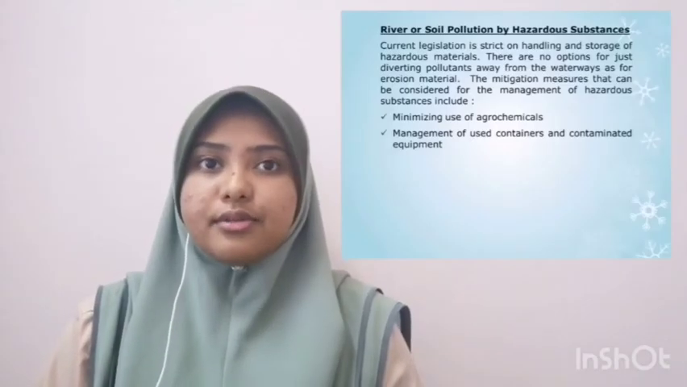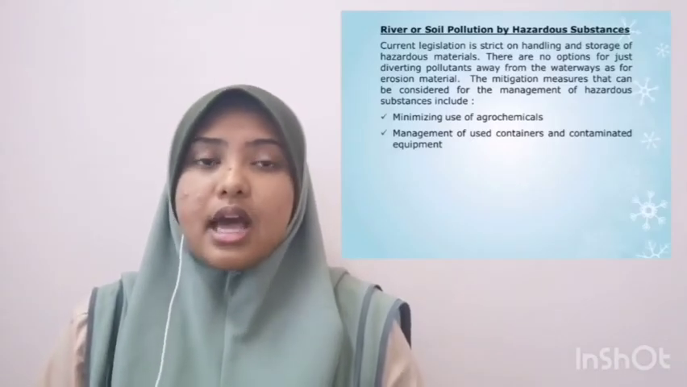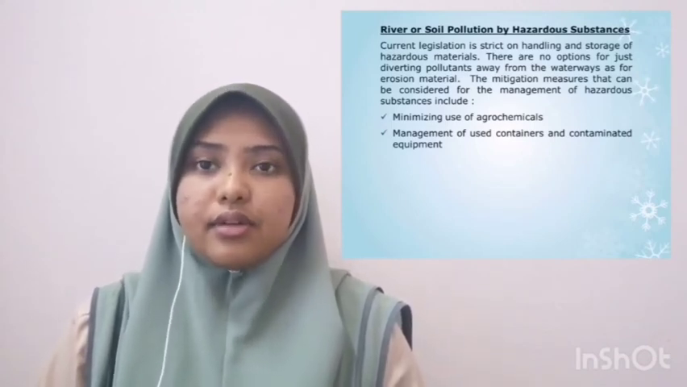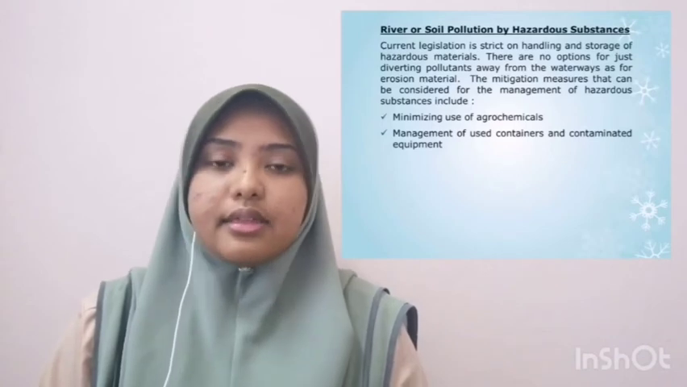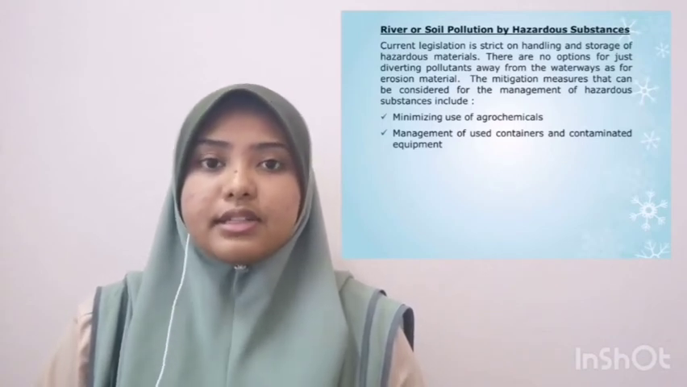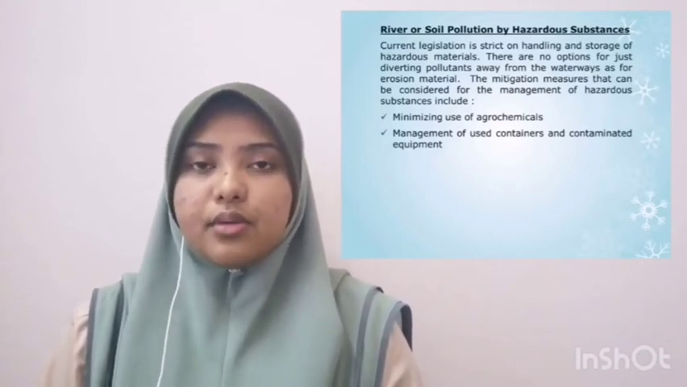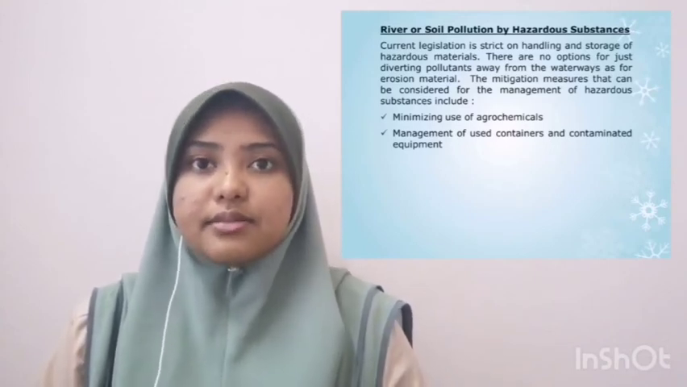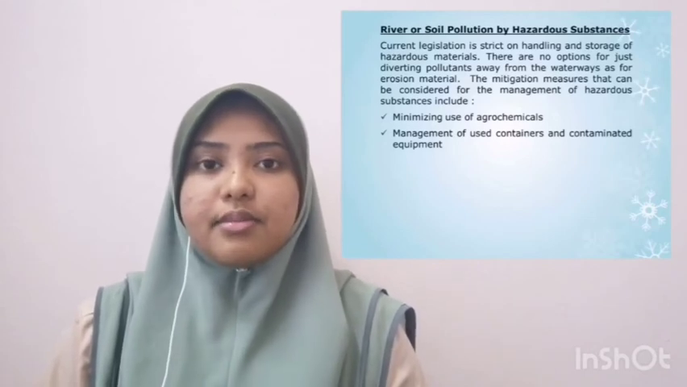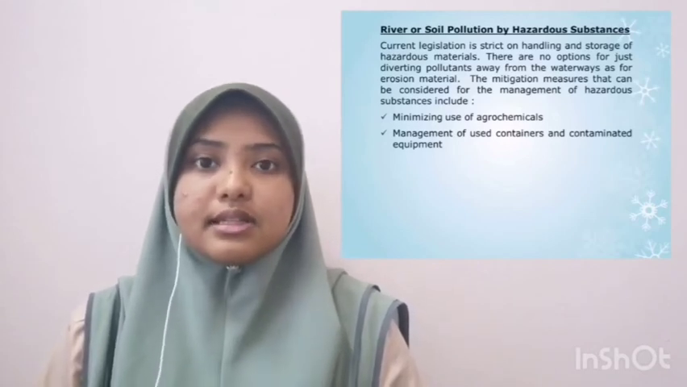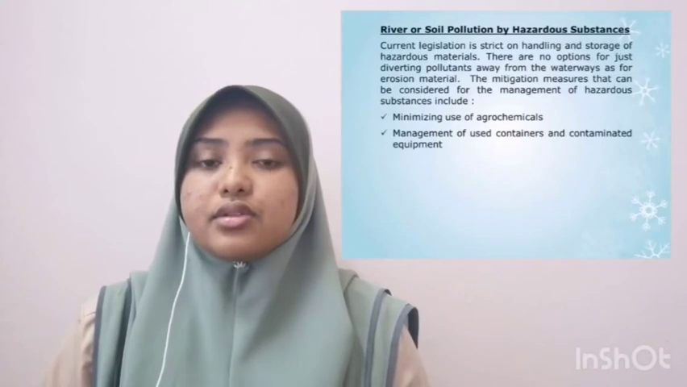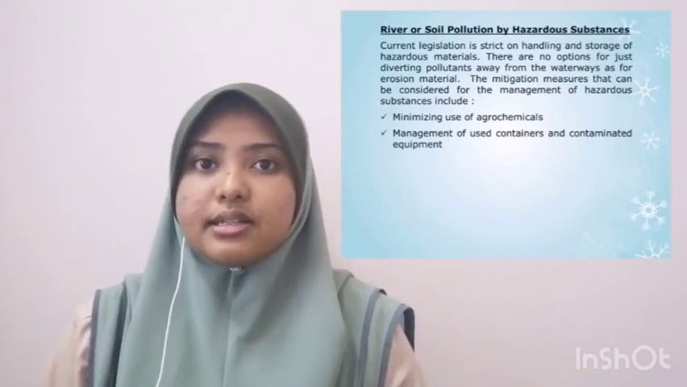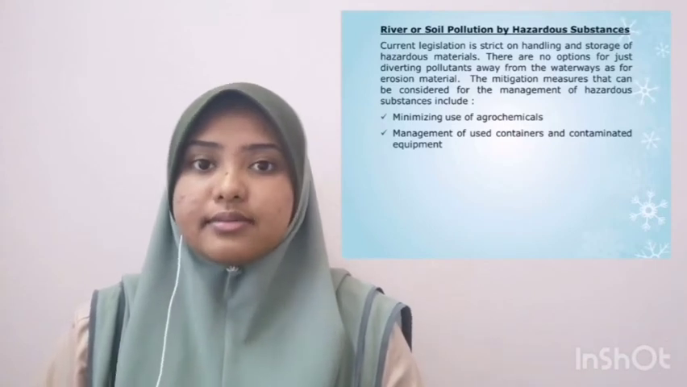River or soil pollution by hazardous substances. Current legislation is strict on handling and storage of hazardous materials. There are no options for just diverting the pollutants away from the waterways as for eroded material. The mitigation measures that can be considered for the management of hazardous substances include minimizing use of agrochemicals and management of used containers and contaminated equipment.